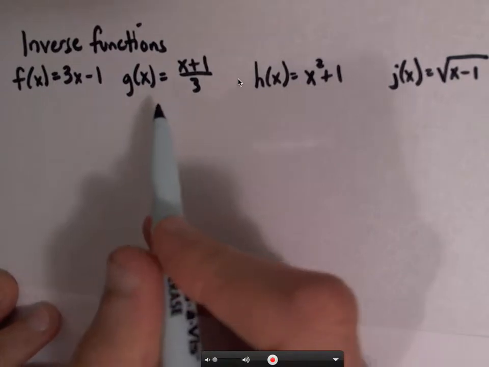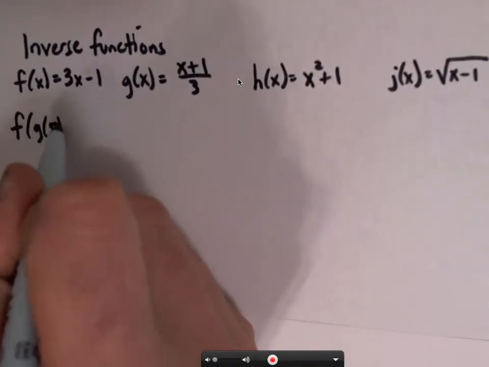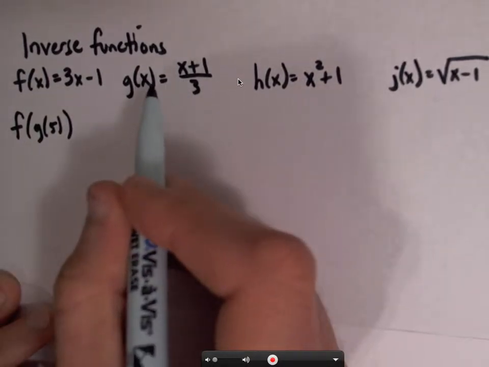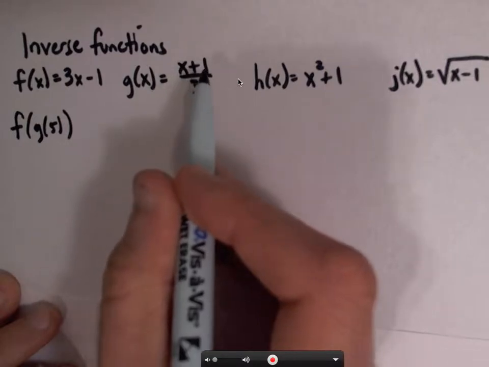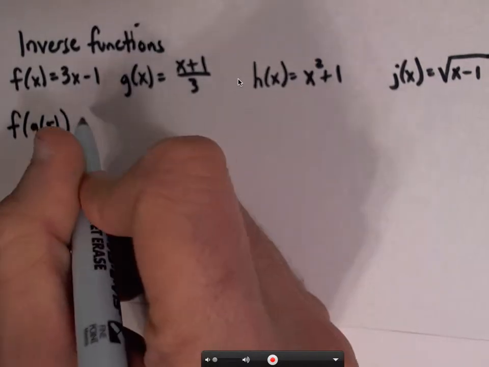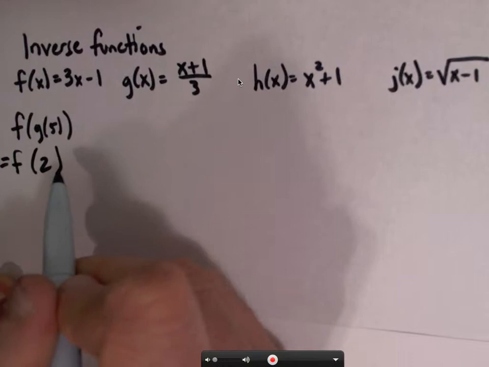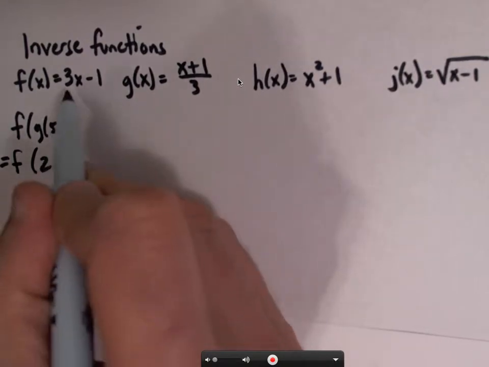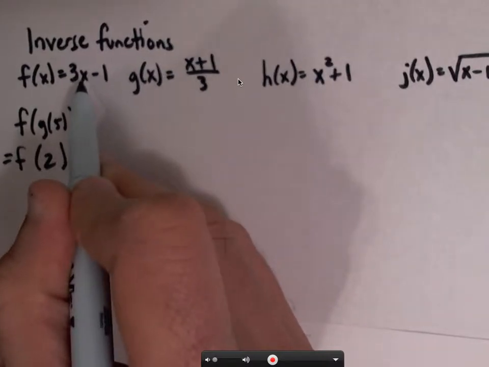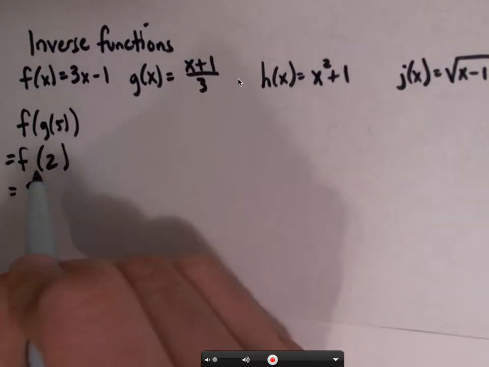So first off, what happens if we take, for example, f of g of 5? We'll plug the 5 into this g machine. So g of 5 equals 5 plus 1, which is 6, over 3. That's 2. So the output of g of 5 equals 2, so that equals f of 2. Let's plug a 2 into this one. f of 2 equals 3 times 2, which is 6. 6 minus 1 is 5. So our output is 5. So we plugged in a 5 and got back a 5.